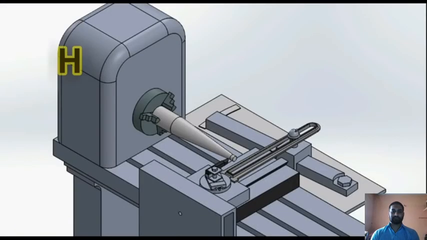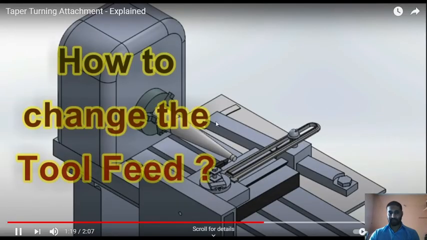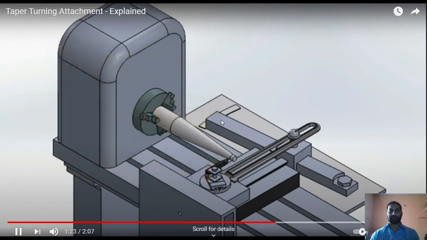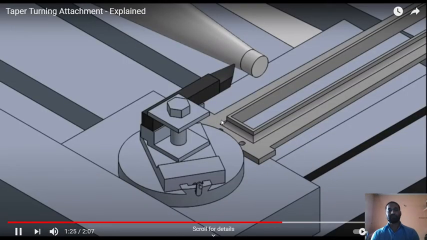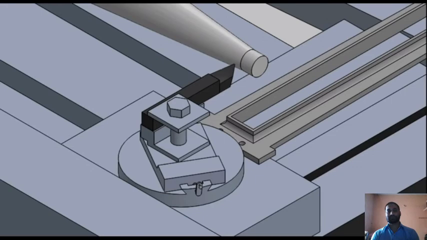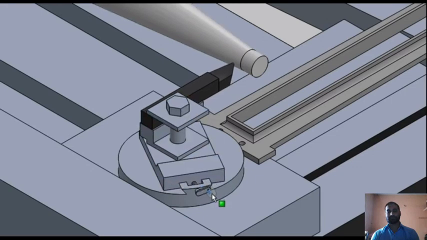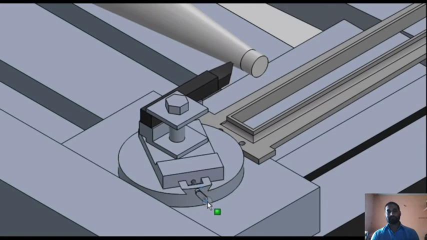So that's cool, but how do we change the tool depth of cut, now that the cross slide is disengaged? Well, that job is taken up by the compound slide. The compound slide can be used to advance the tool post and change the depth of cut as required.